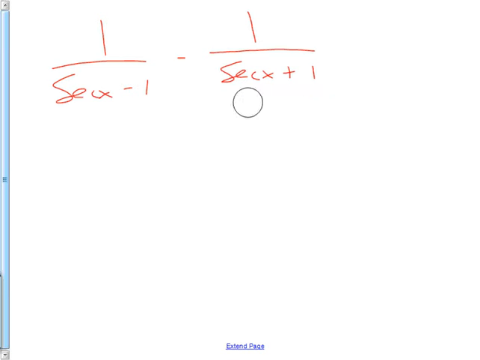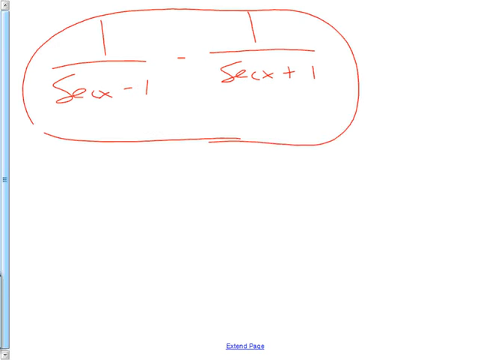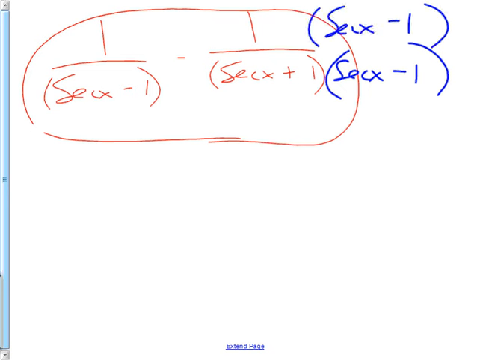Do you get you cannot add or subtract these until you have a common denominator? So to get a common denominator, we have to take the two denominators that we have. If these denominators had been 5 and 7, we'd use 35. You'd multiply them together, right? So we're going to get a common denominator here by multiplying by the conjugate. Secant x minus 1, and then over here, I'll have to multiply by what? Secant x plus 1.